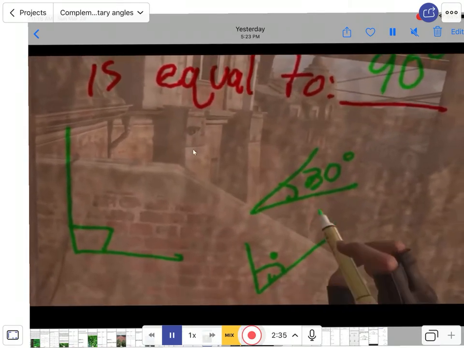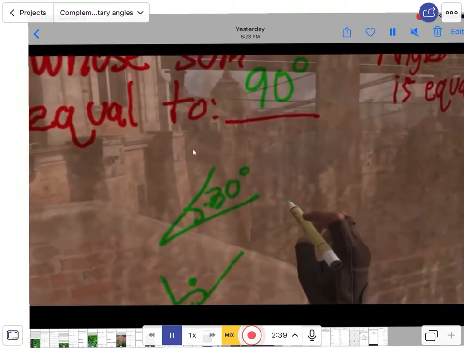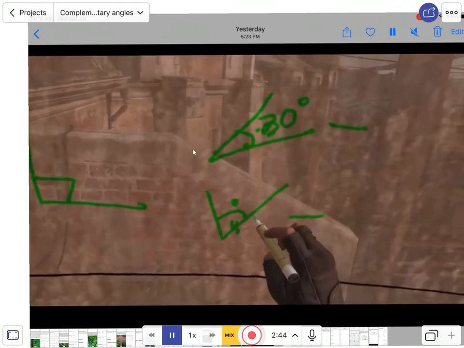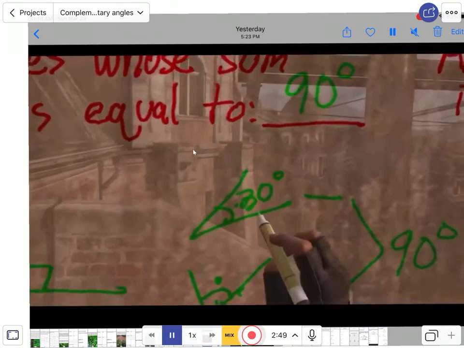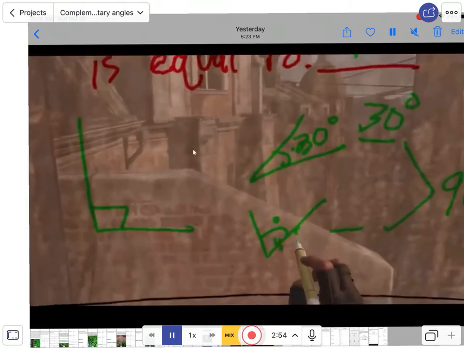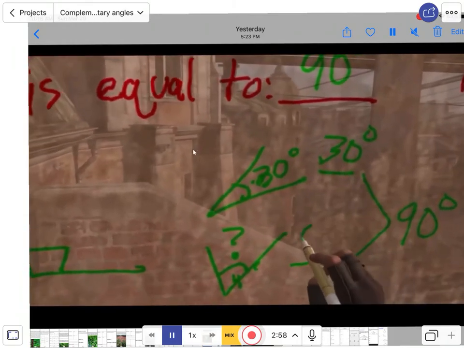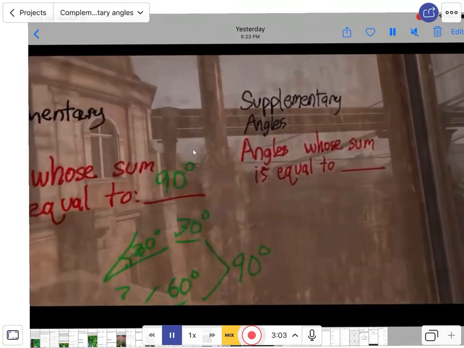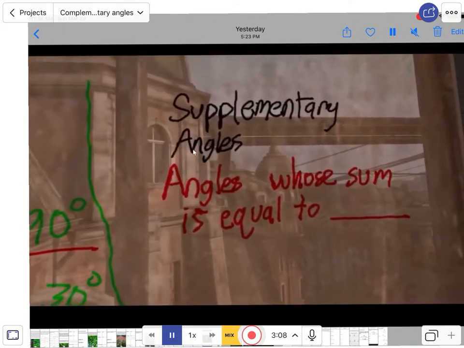So if we're going to talk about complementary angles, two angles whose sum equals 90 degrees, then we have to figure out, if that one's 30, what's that one? If they both add up to 90, then we've got to take the 30 degrees that we know. The two of them have to equal 90 degrees, so this one over here must be 90 minus 30, 60 degrees. Okay? Complementary angles.